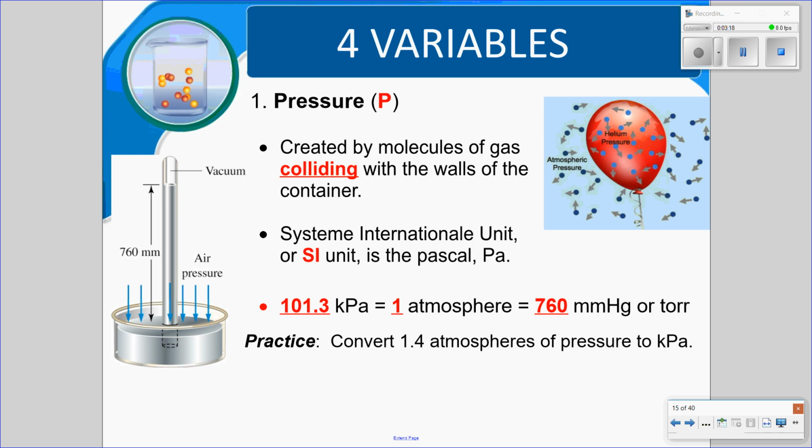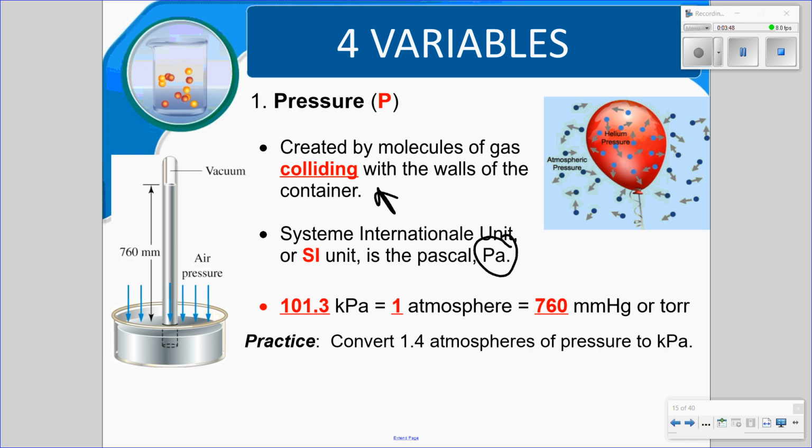So the 4 variables that we're going to typically use when we're talking about gases. The first one is pressure, designated by a P. Pressure is created by the molecules of gas colliding with the walls of the container. The SI unit for pressure is going to be pascals. And when we're talking about pressure, oftentimes you're going to need to convert because pressure, depending on what you're measuring it with, would be measured with a different unit. And so we use these units right down here.